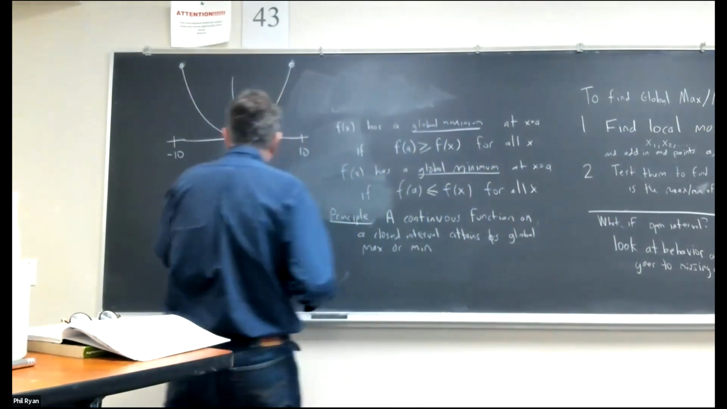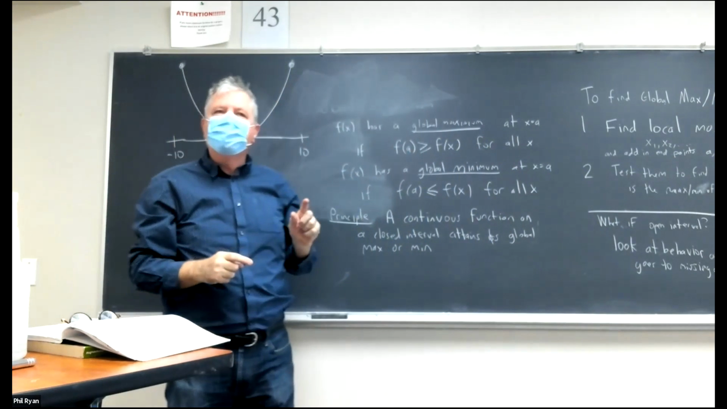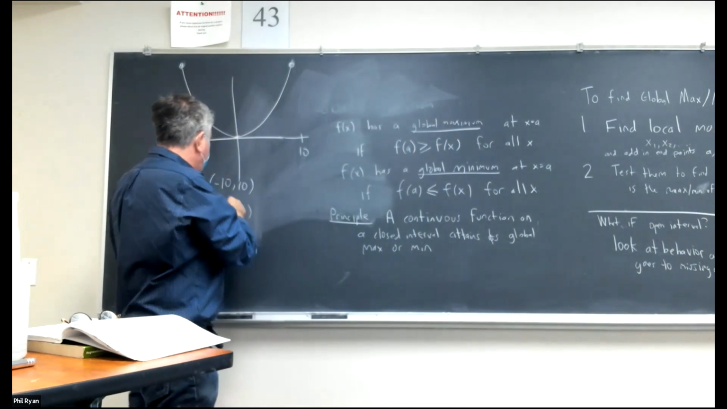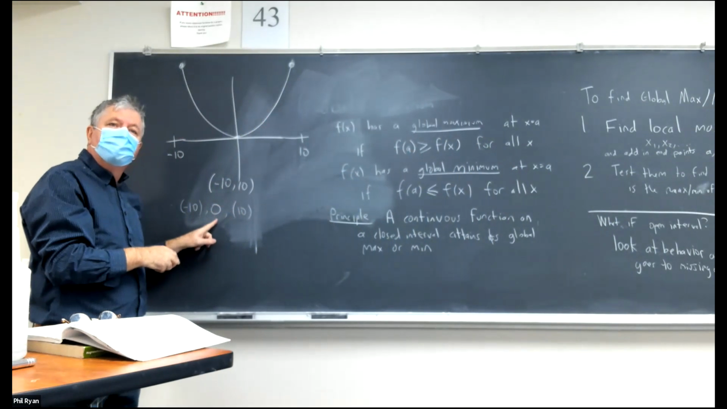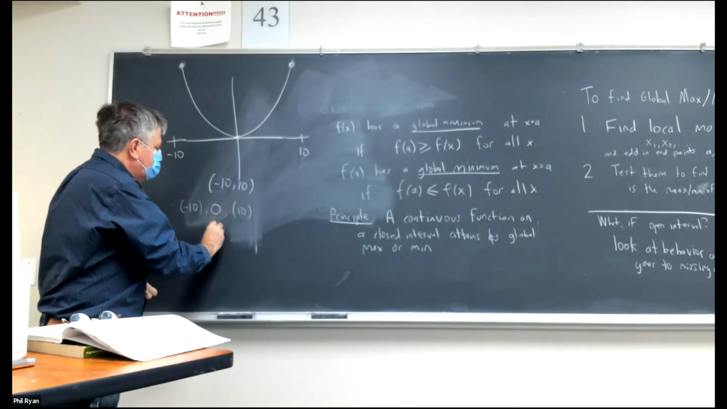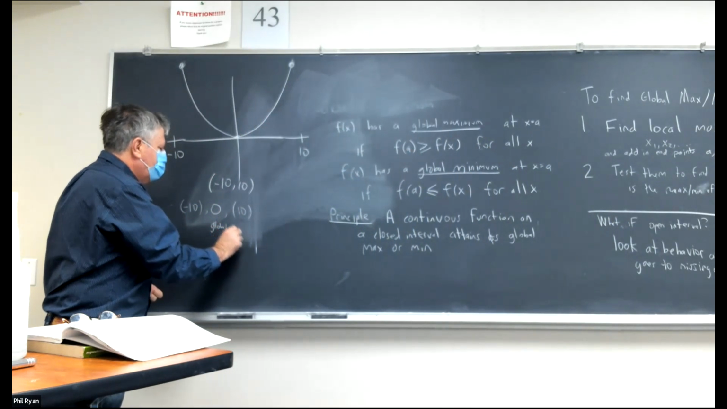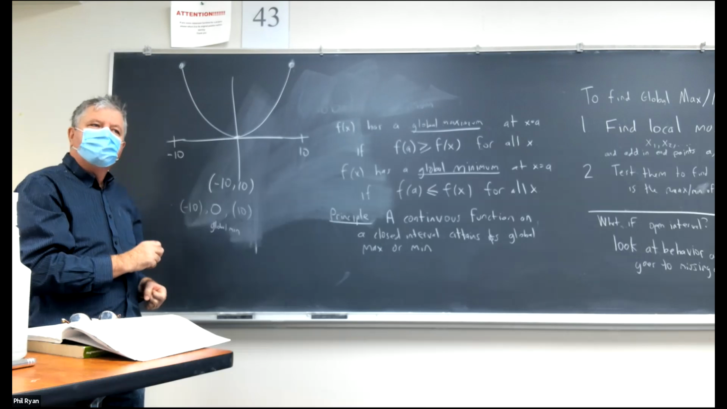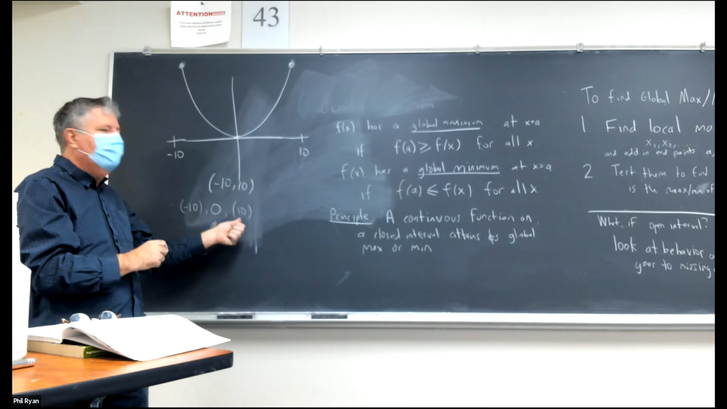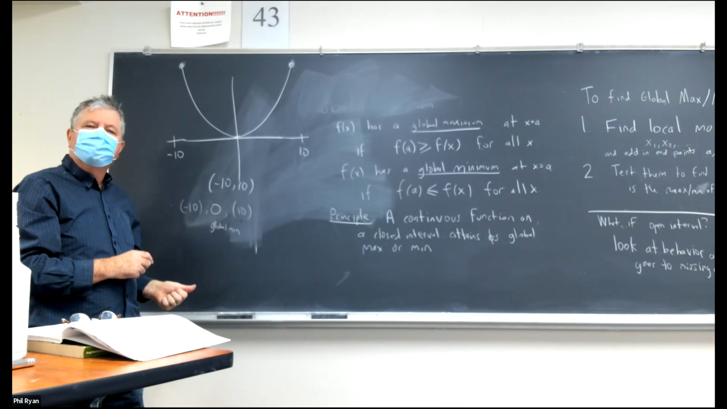So in this case here, you see 10 and minus 10. If this was x squared, the value would be 100 there. And the value there is 0. So that tells you, without looking at the graph, that this is the global min. And then this thing here tells us that there's no global maximum.